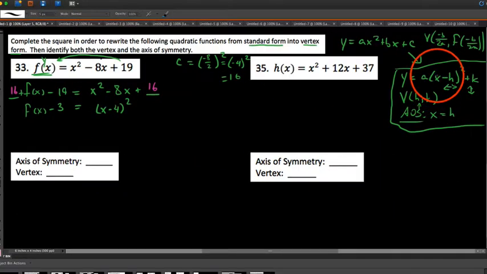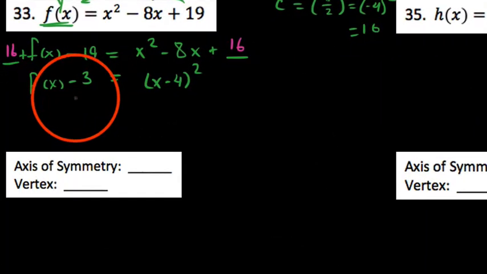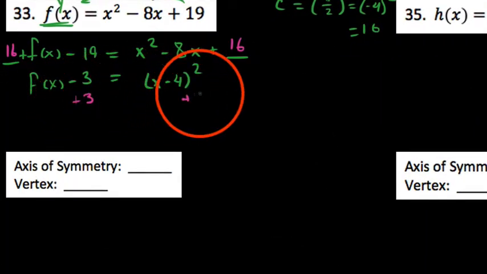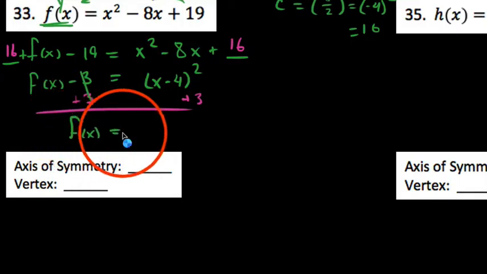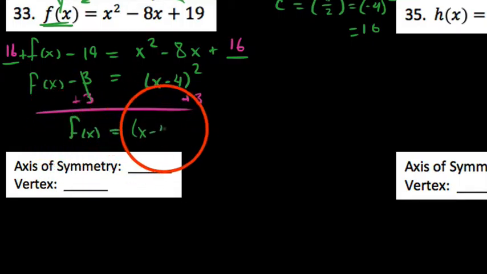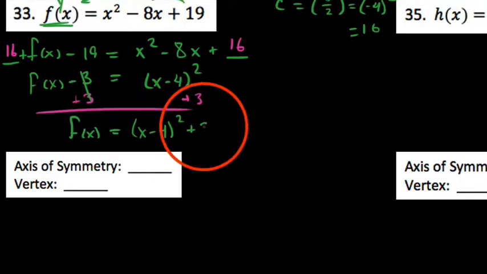We're very nearly into this vertex form. The only thing we seem to be missing is having y isolated and having our loose constant move back over to the right. So what we're going to do is send our 3 back over to the right side here, and what we end up with then is f of x equal to this quantity (x - 4) squared plus 3.